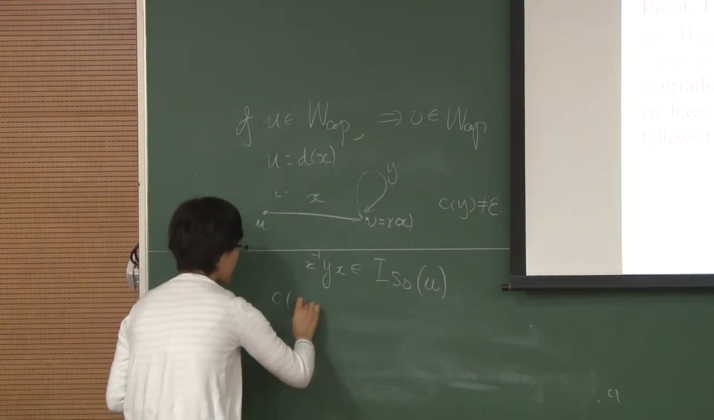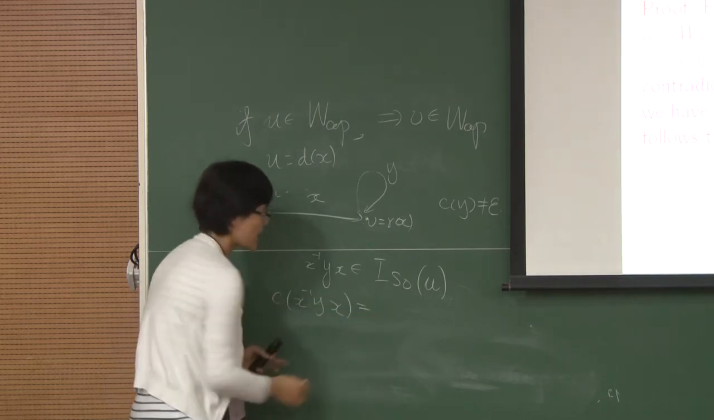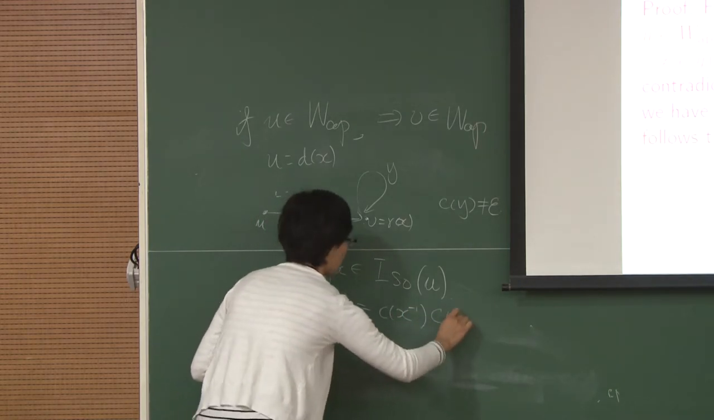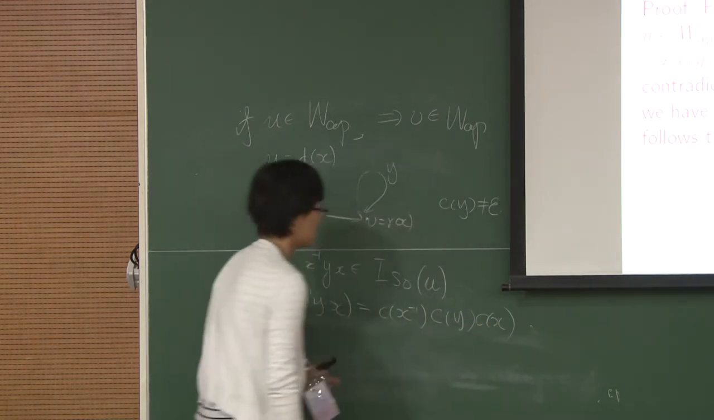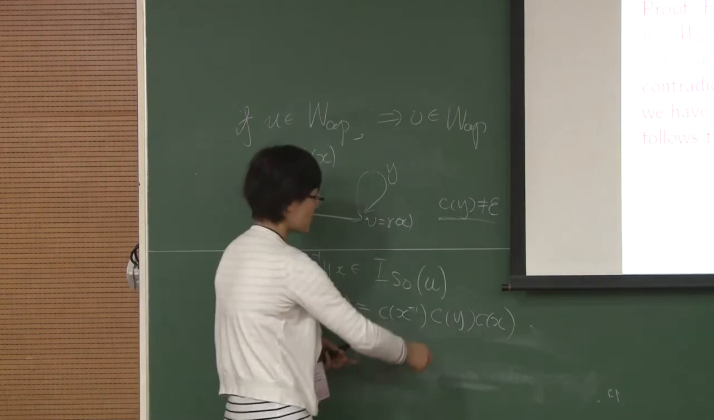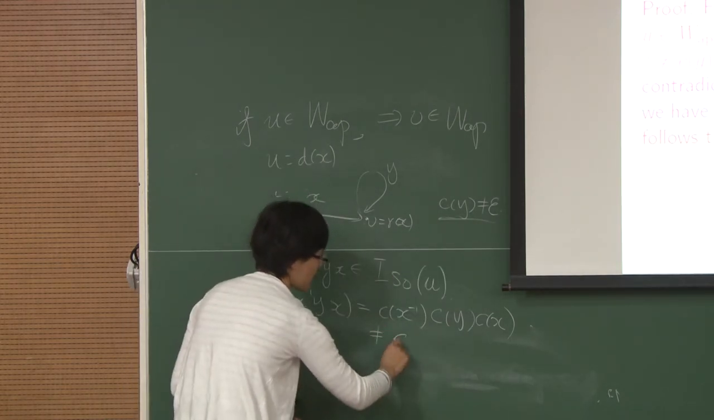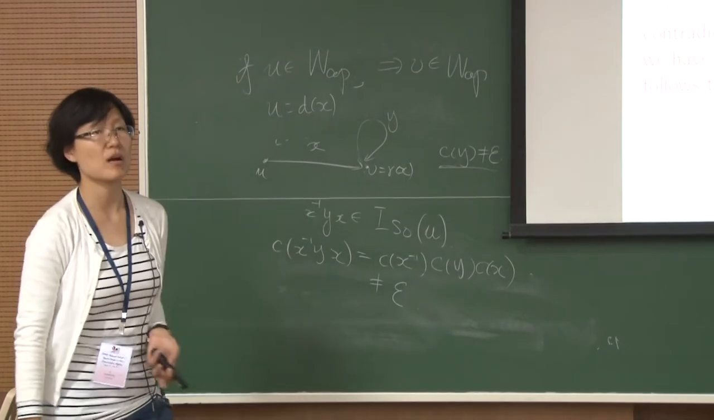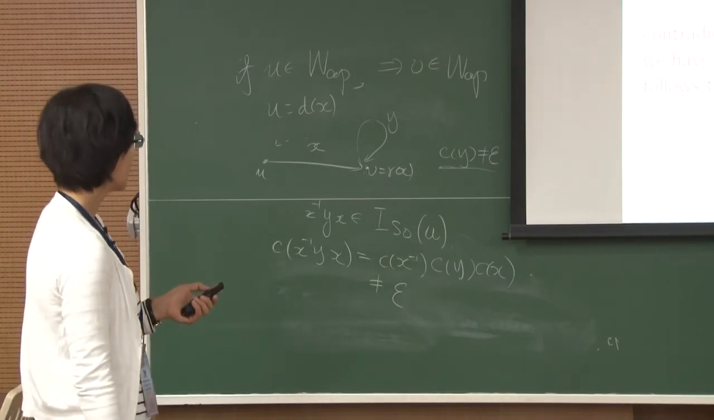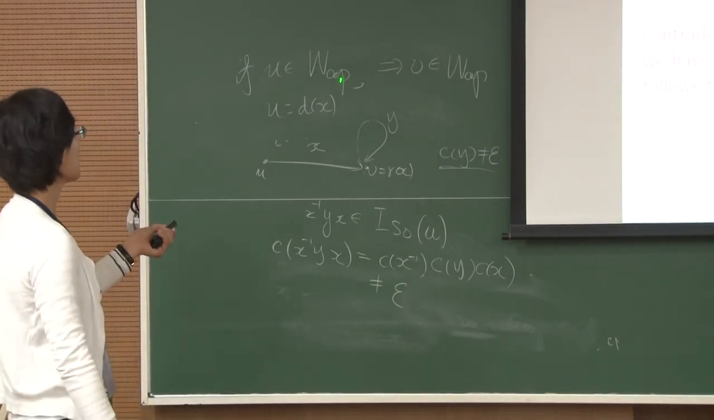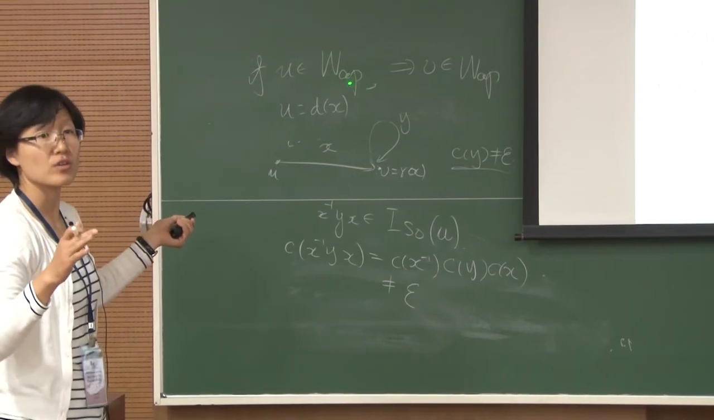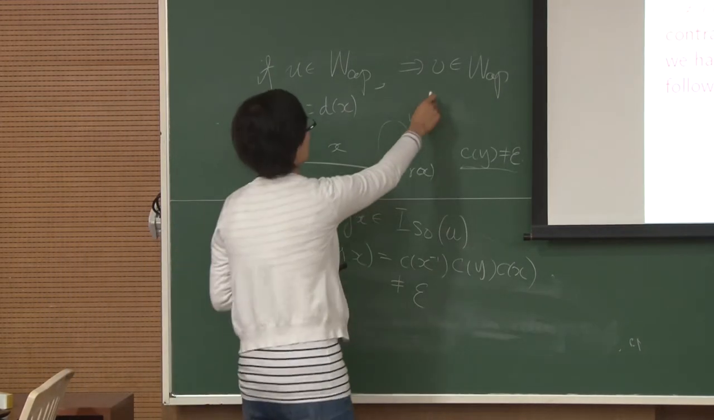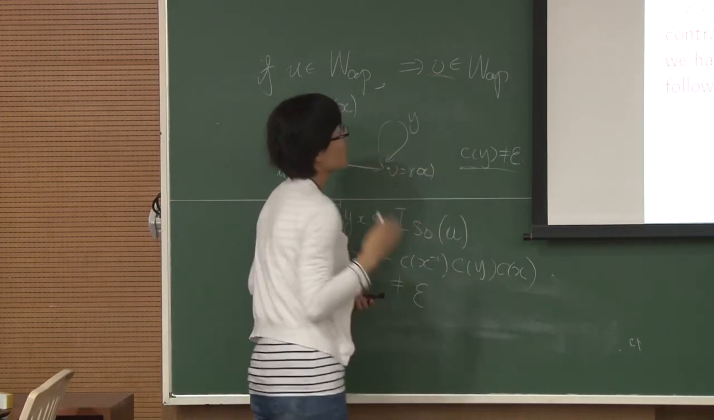Now let's see C of x inverse y x. We know that C is a cocycle, so it's C(x) inverse C(y) C(x). We suppose C(y) is not the identity, then we can show that this is not the identity, because we know that this is in the group gamma. So this is a contradiction to here, U is periodic. So we get that this V is periodic.